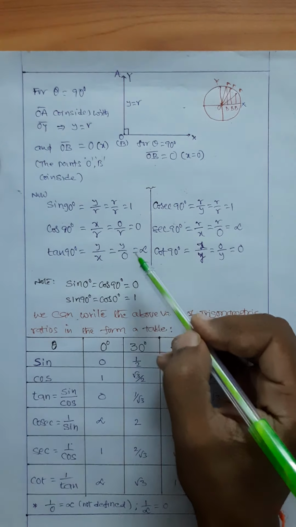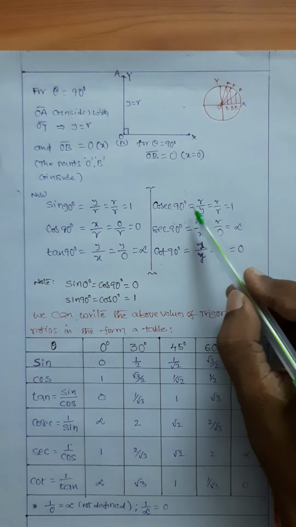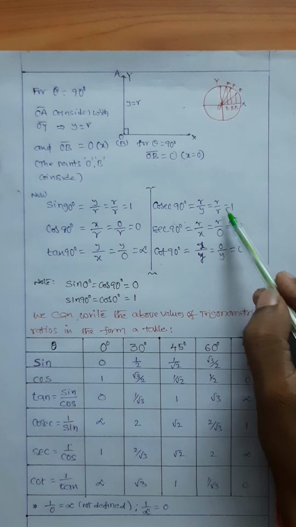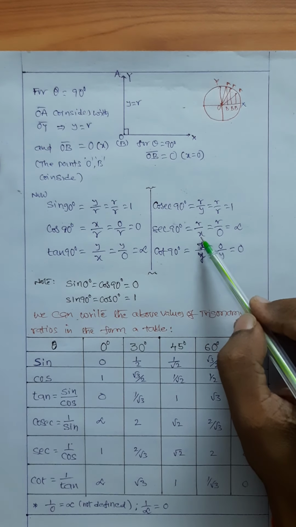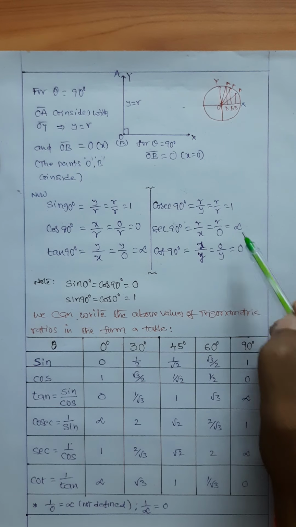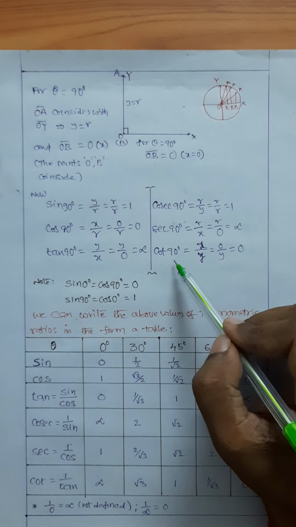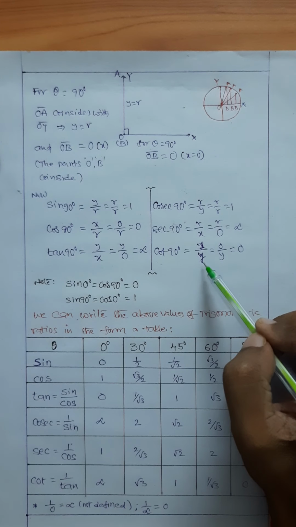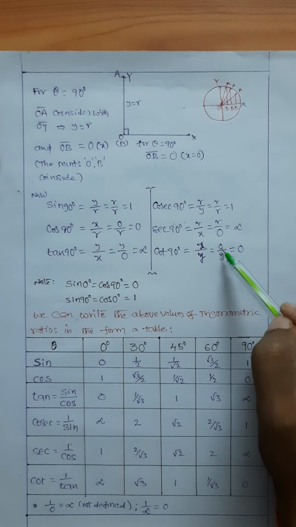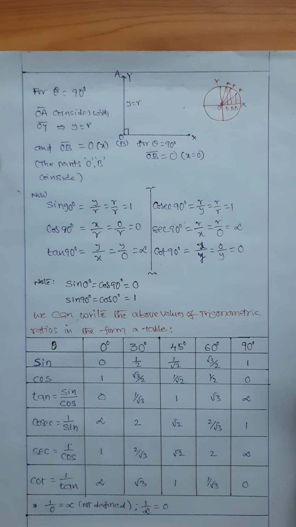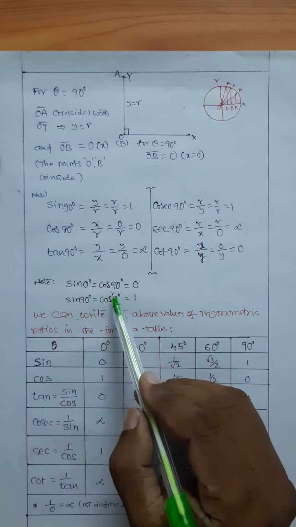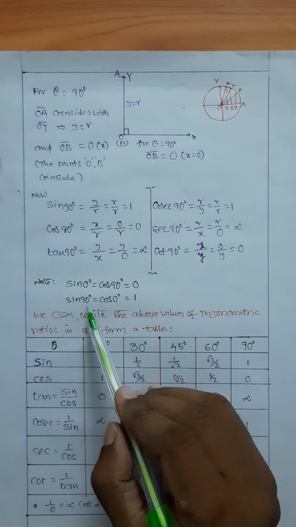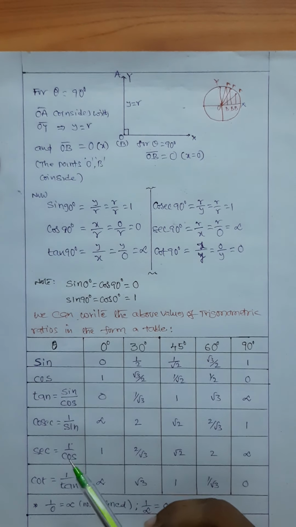Whereas tan 90 is y by x, but x is equal to 0 in this case, so y by 0 is equal to infinity. Like that, cosecant 90 is r by y, both r and y are equal, so it is equal to 1. Secant 90 is r by x, but x is equal to 0, so r by 0 is infinity. Then cot 90 is equal to x by y, since x is equal to 0, we write 0 by y, that is equal to 0. So you can observe that sin 0 is equal to cos 90 is equal to 0, and sin 90 is equal to cos 0 is equal to 1.